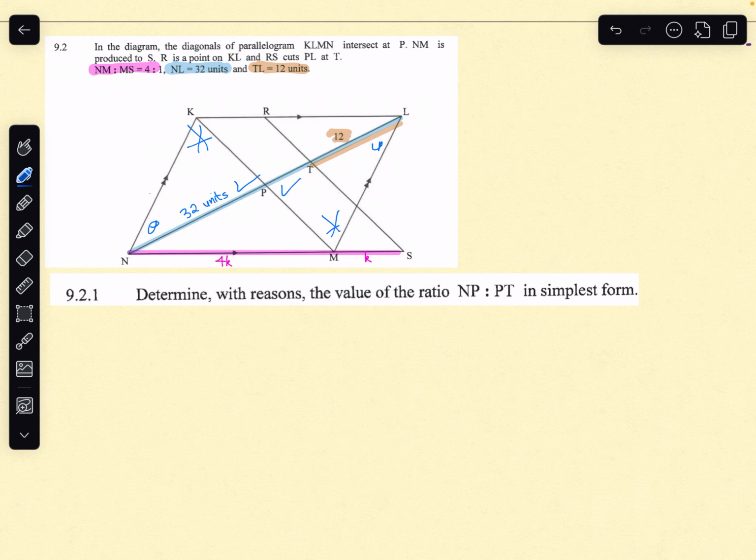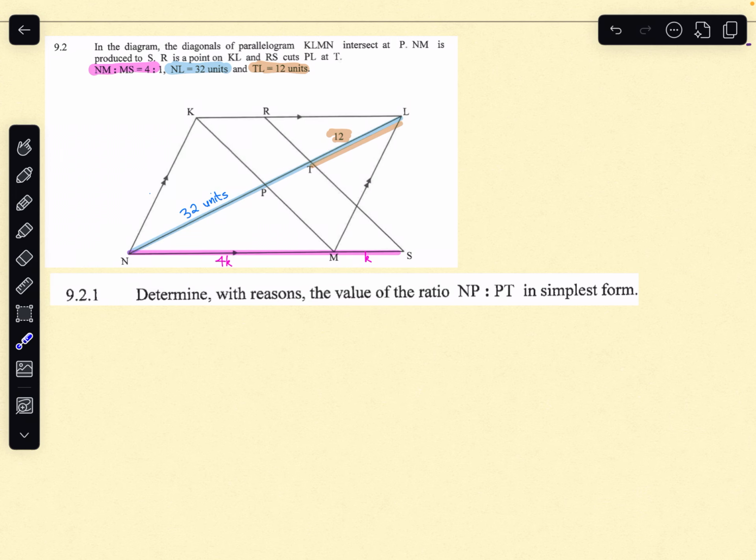Oh my goodness. Oh. Guys, revise your knowledge of the properties of quadrilaterals. Okay, so this is 32 units long. This is 12 units long.